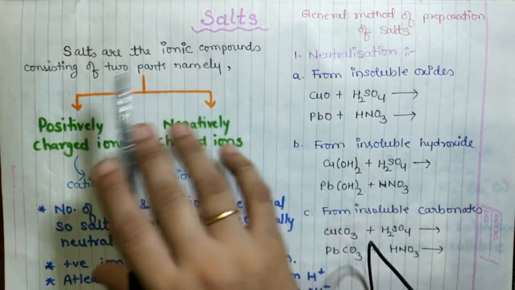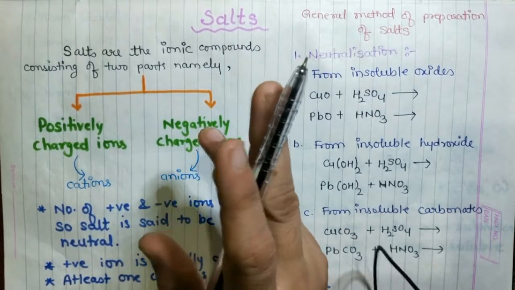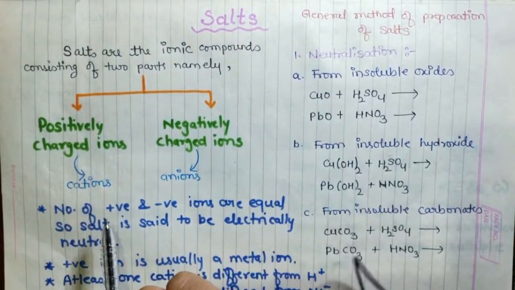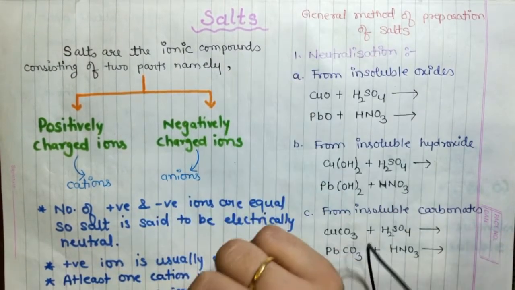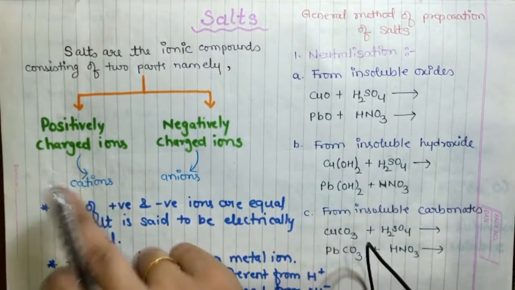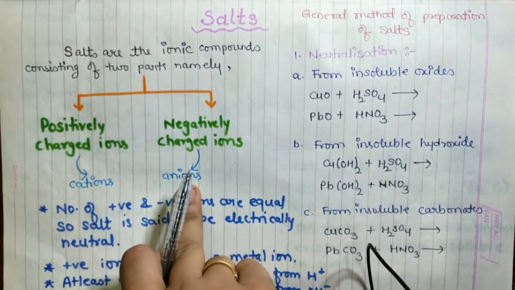If we talk about the definition, it is very simple: salts are ionic compounds consisting of mainly two parts. What are they? Positively charged ions and negatively charged ions. The positively charged ions are called cations, while the negatively charged ions are known as anions.